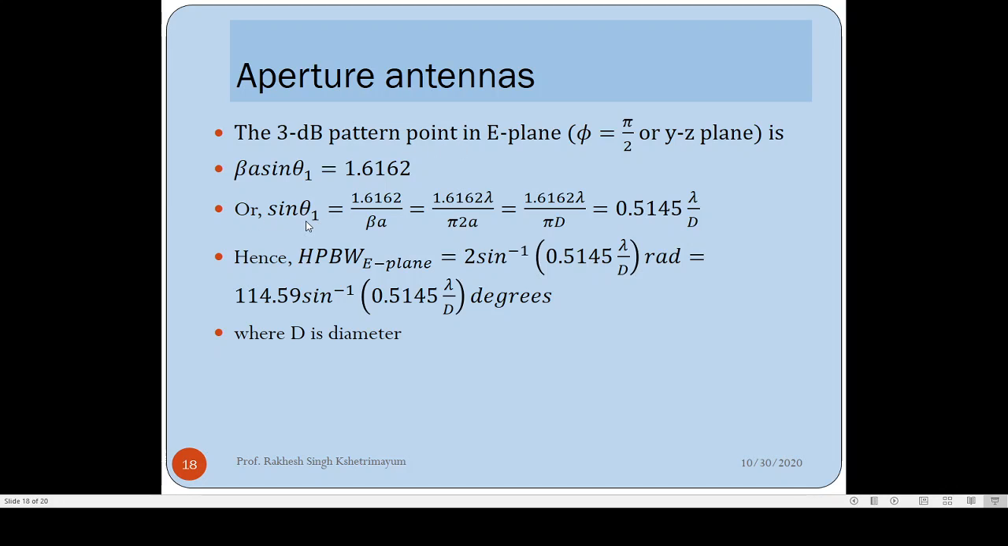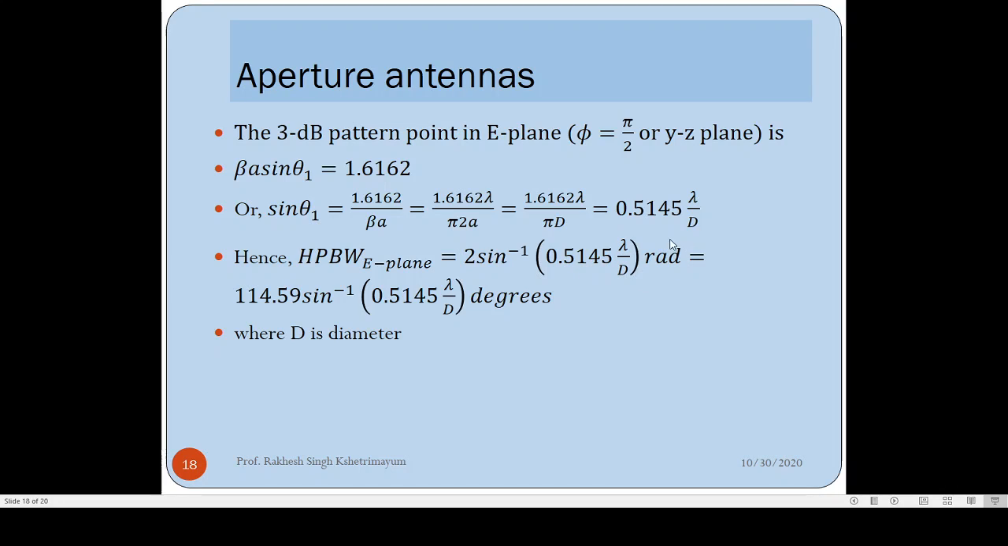Then you can simplify sin theta 1. Sin theta 1 can be expressed as 0.5145 lambda by d. Lambda is the wavelength, d is the diameter of the circular waveguide. Similarly, you can also find out half power beamwidth E-plane. So from there, you can find out the half power beamwidth for the E-plane would be twice of this theta 1. So theta 1 is sine inverse of 0.5145 lambda by d radian.